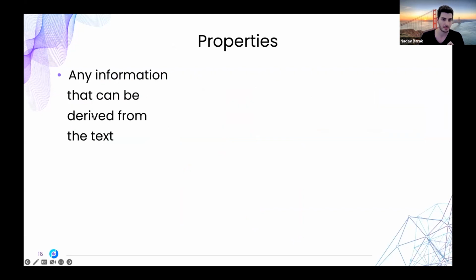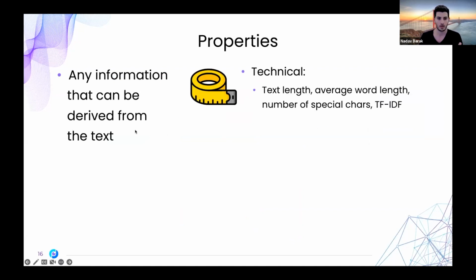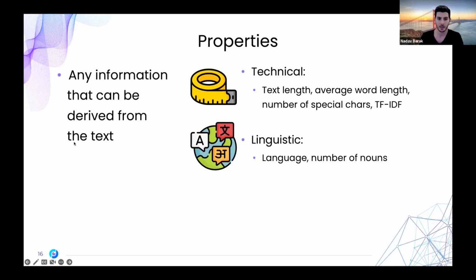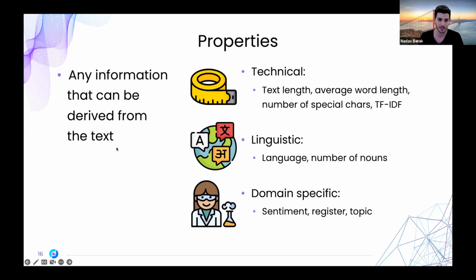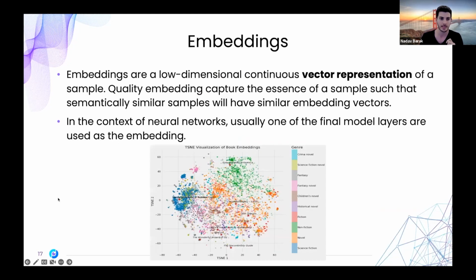The other method is properties. Properties is any information that can be derived from the text itself. We have a few categories of such properties. You have the core technical properties, such as average word length. You have linguistic properties, such as the language of the text. And you have more domain-specific properties, such as the subtopic of the text in relation to the general domain of the problem. And the third method in which we can transform unstructured data into structured data is embeddings.